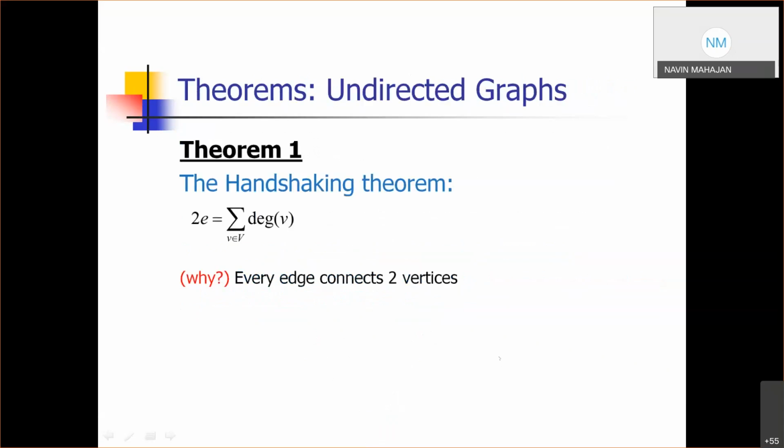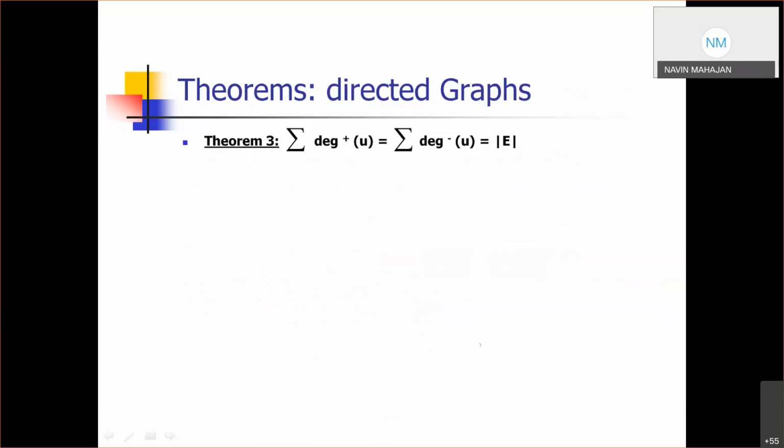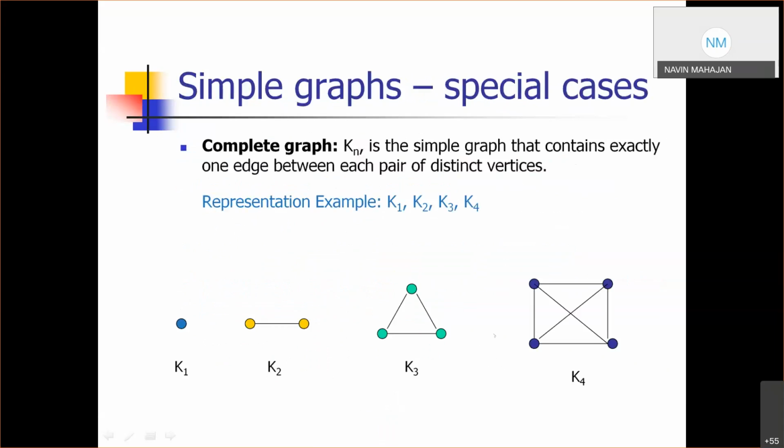Okay, we don't need this theorem and all. Leave it. So what is a complete graph? Kn is a simple graph that contains exactly one edge between each pair of distinct vertices. Now representative of K1, K2, simple graphs. Let me take simple graphs K1, K2, K3, K4. These are simple graphs. What is a complete graph? If in a graph I have an edge from every vertex to every other vertex, that is called a complete graph.